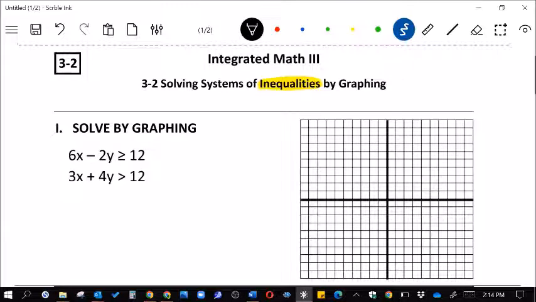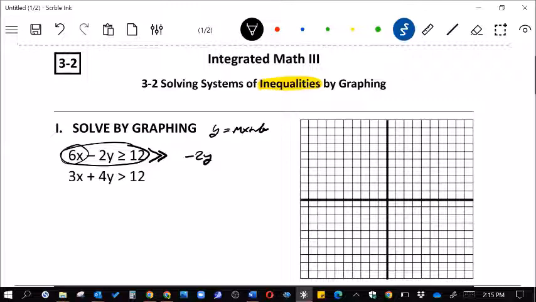So let's go over first doing just a single one of these. It'll be a review of simply graphing a linear inequality. So we will change this one. I'm going to make it y-intercept form, y equals mx plus b. So first I'll remove the 6x and bring it to the other side because I want the y by itself. So I'm going to subtract 6x from both sides.